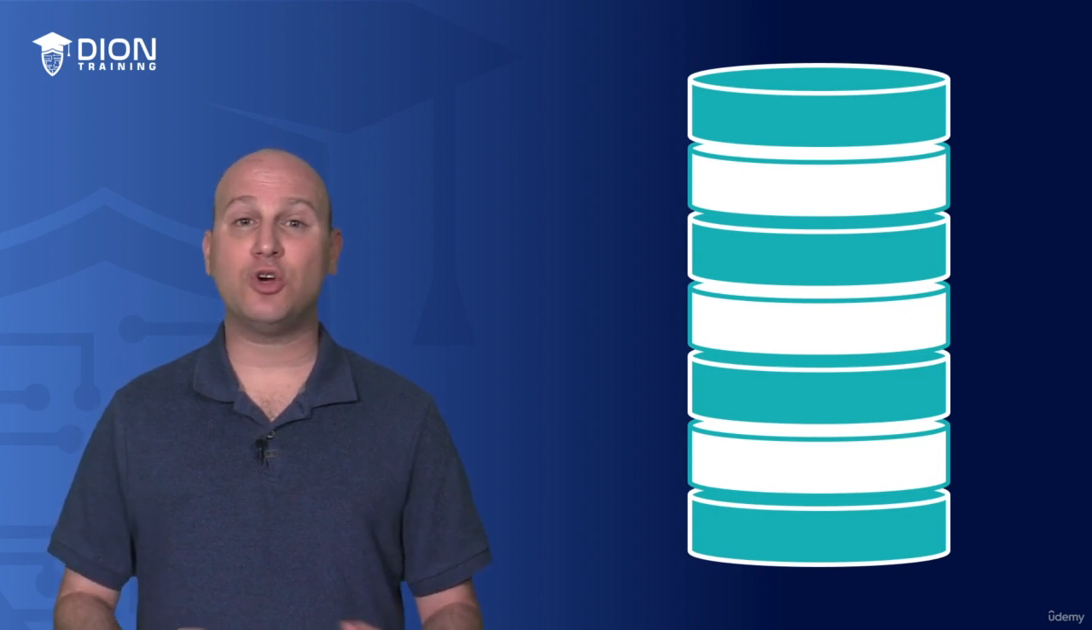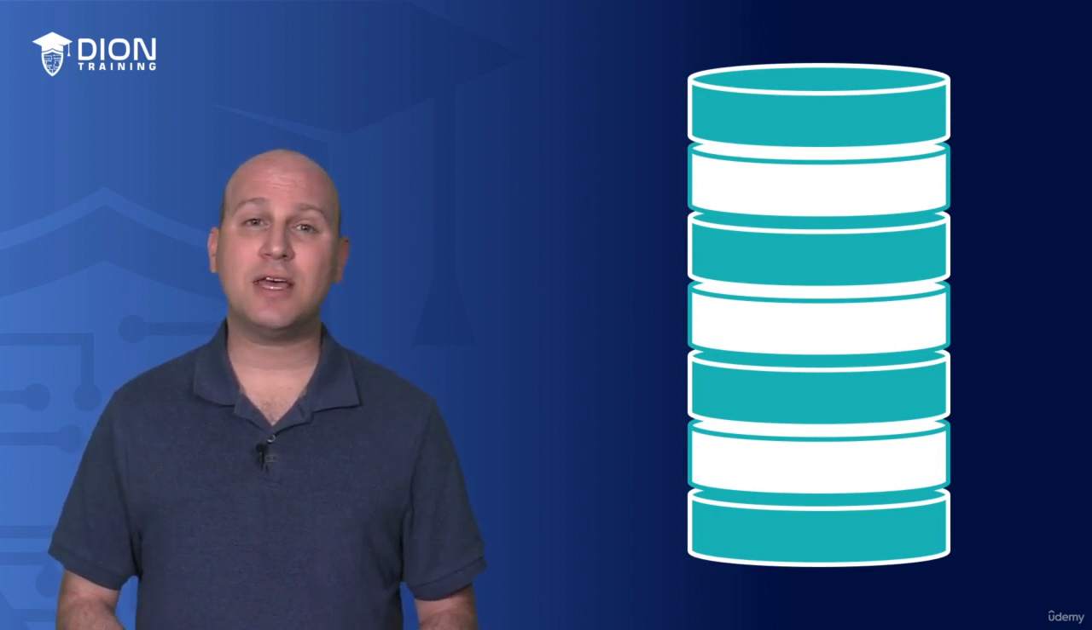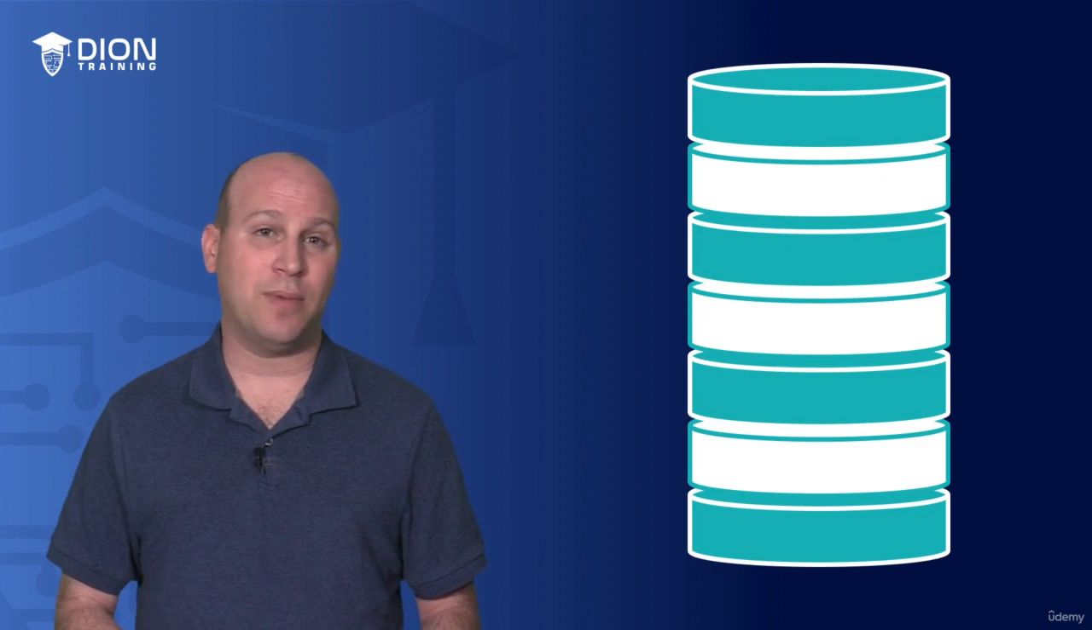Now, I've mentioned that there are 7 layers of the OSI model several times in this video already, but I still haven't even showed you what they are. So let's take a look at the 7 layers of the OSI model.